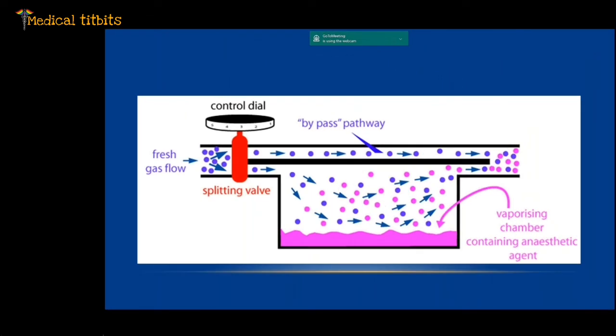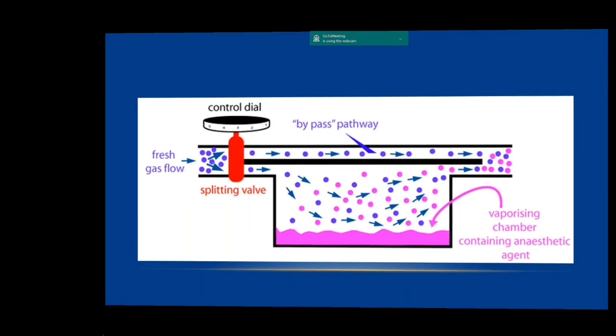Why does it happen? When you change the control dial, the fresh gas flow gets split into two, because there is a splitting valve. One will go as a bypass and the other will go into the vaporizer, pick up the vapor and come out. So if you increase the fresh gas flow, even though it's a splitting valve, more gas will go inside the vaporizer, will pick up more agent and will get delivered. This is a very simple principle.